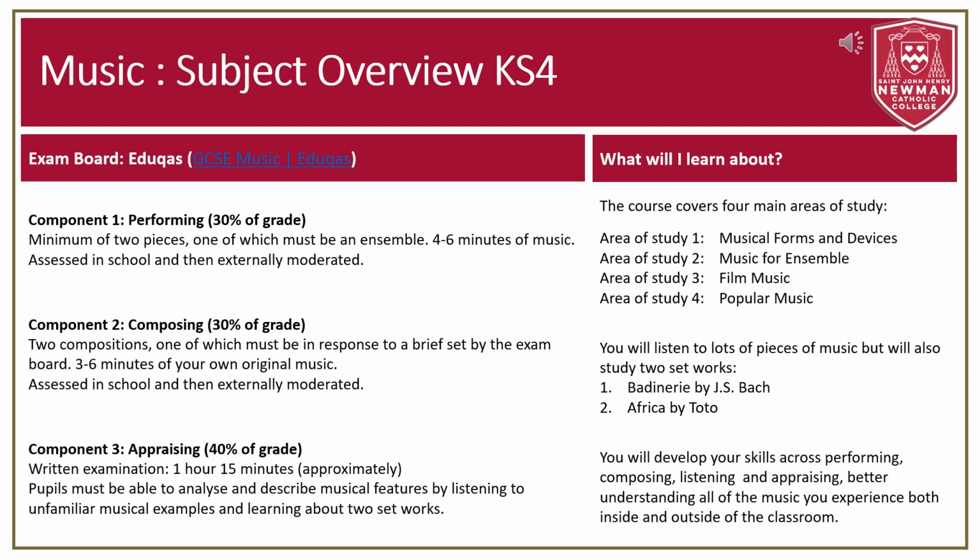works. The course covers four main areas of study: Area of Study 1, Musical Forms and Devices; Area of Study 2, Music for Ensemble; Area of Study 3, Film Music; Area of Study 4, Popular Music. You will listen to lots of pieces of music, but will also study two set works, Badinerie by J.S. Bach and Africa by Toto.